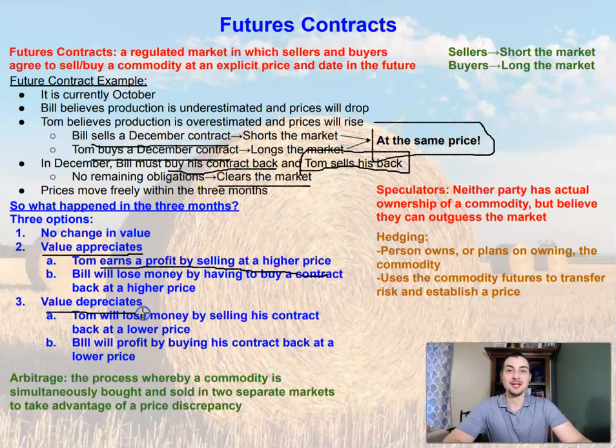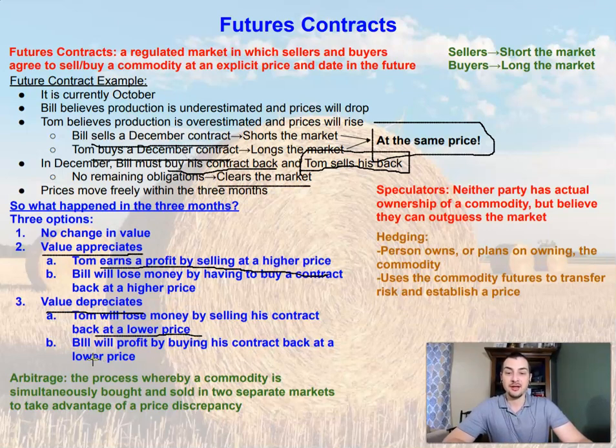What if the value depreciates? Well, the exact opposite happens. If the value actually goes down, Tom will lose money by selling his contract back at a lower price. So remember, Tom longed the market. He agreed to buy this amount, and now he's going to sell it back. Well, the value went down. So guess what? He sold it back at a lower price than what he bought it at.